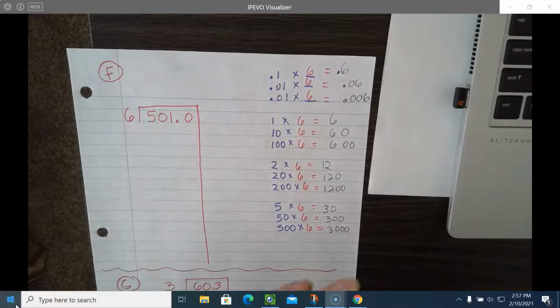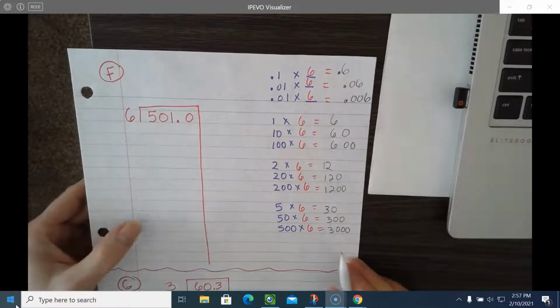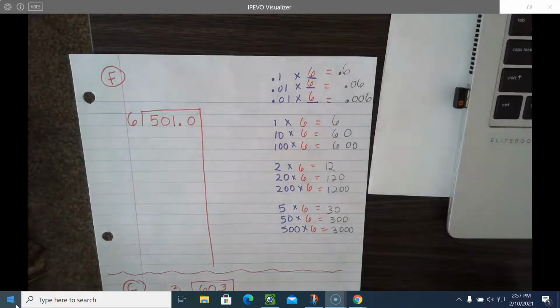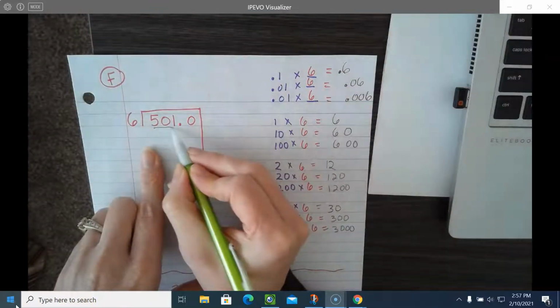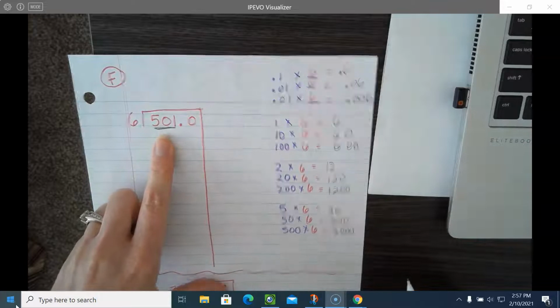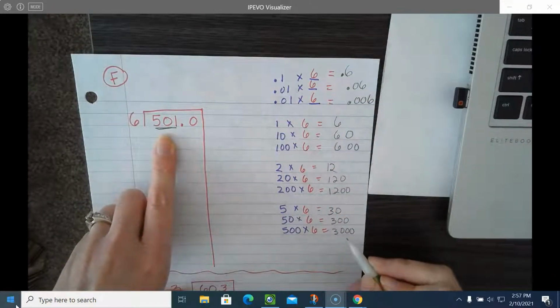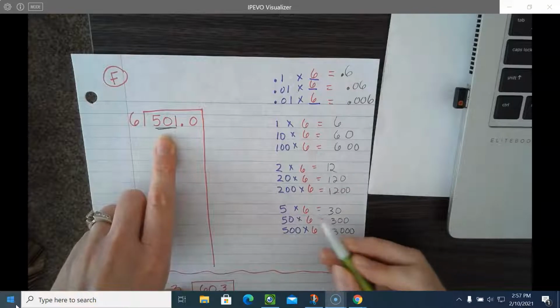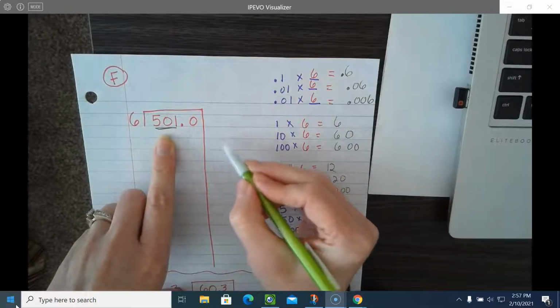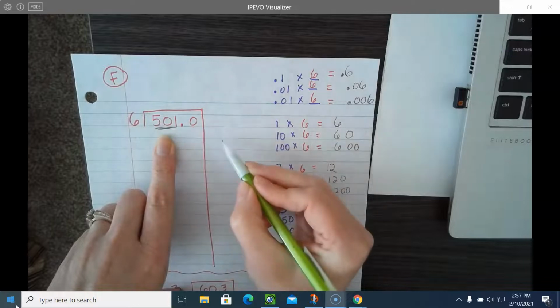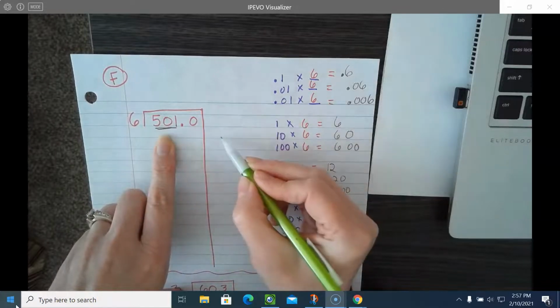Now, I would like you to begin solving this problem. We'll do the first step together, and then you're going to pause and finish this one on your own. So we're going to go ahead and get a start. I'm looking for a number that's close to 501 using my friendly numbers over here, my easy breezy numbers. And then I'm going to write that number underneath here, and then put the number that I am multiplying that times 6 by out here.